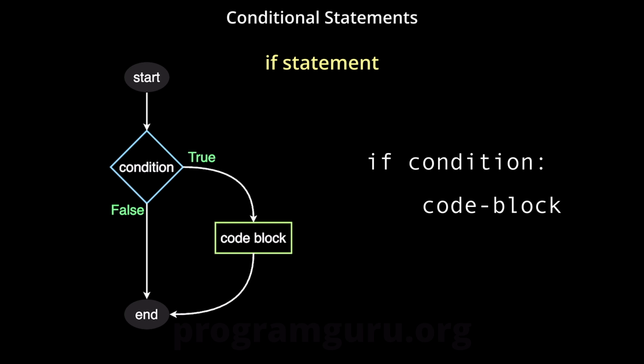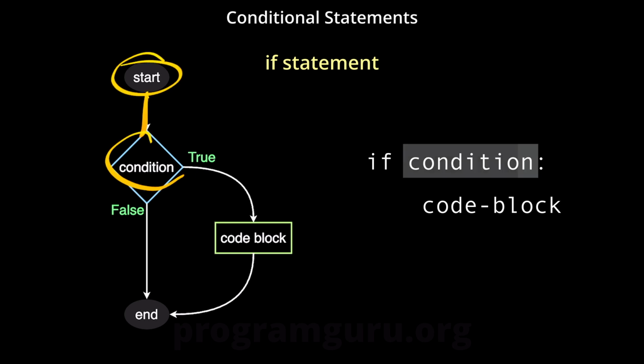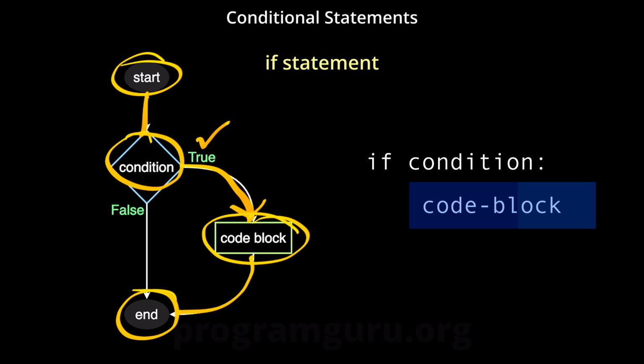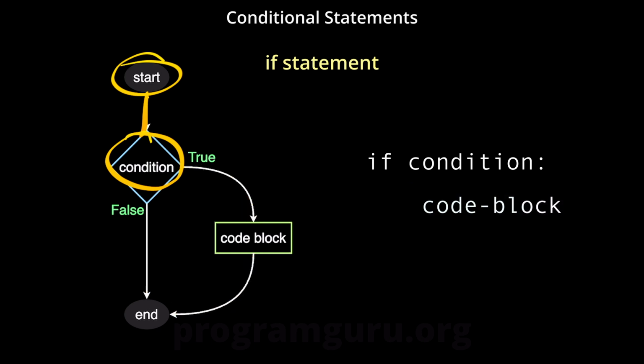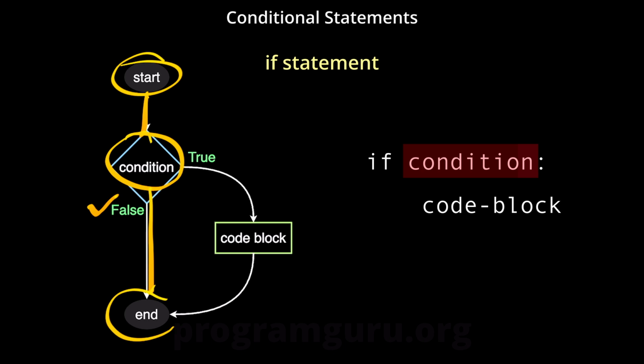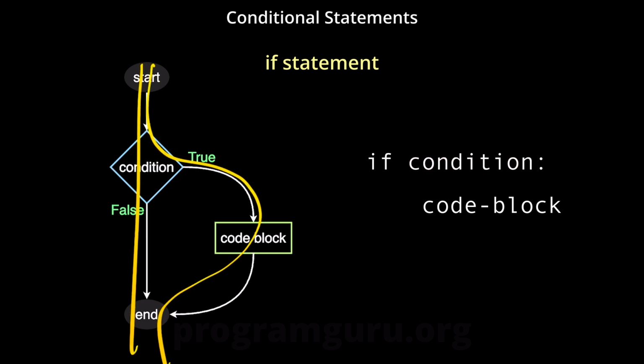Working of an if statement. Start if statement. Check the condition. First possibility is that the condition is true. The code block executes. End of if statement. The second possibility is that the condition is false. Do nothing. End of if statement. The path of execution depends on outcome of the condition.